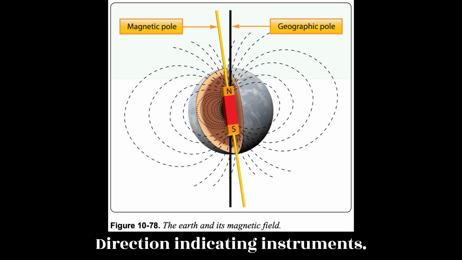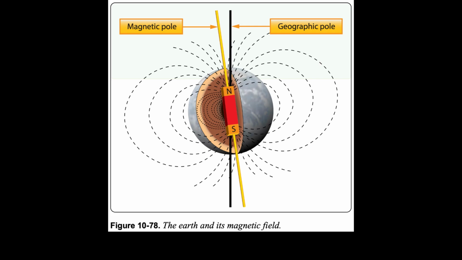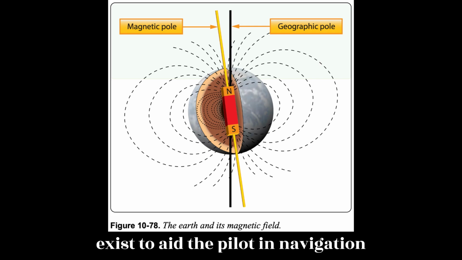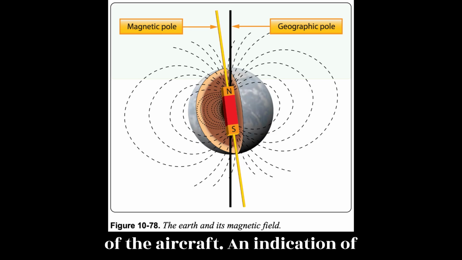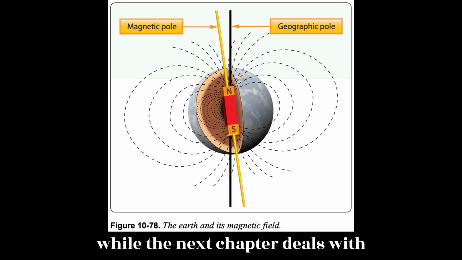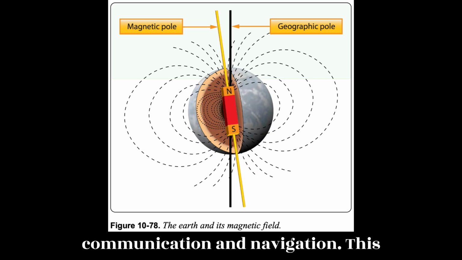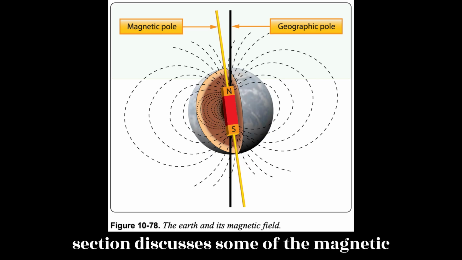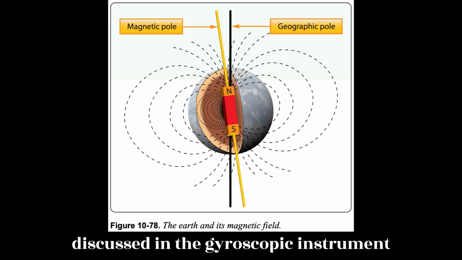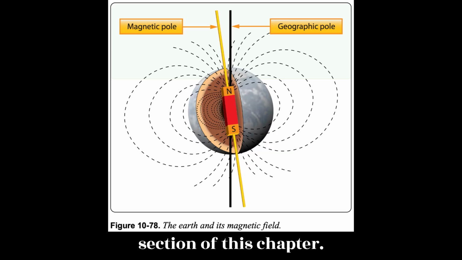Direction indicating instruments. A myriad of techniques and instruments exist to aid the pilot in navigation of the aircraft. An indication of direction is part of this navigation. While the next chapter deals with communication and navigation, this section discusses some of the magnetic direction indicating instruments. Additionally, a common, reliable gyroscopic direction indicator is discussed in the gyroscopic instruments section of this chapter.